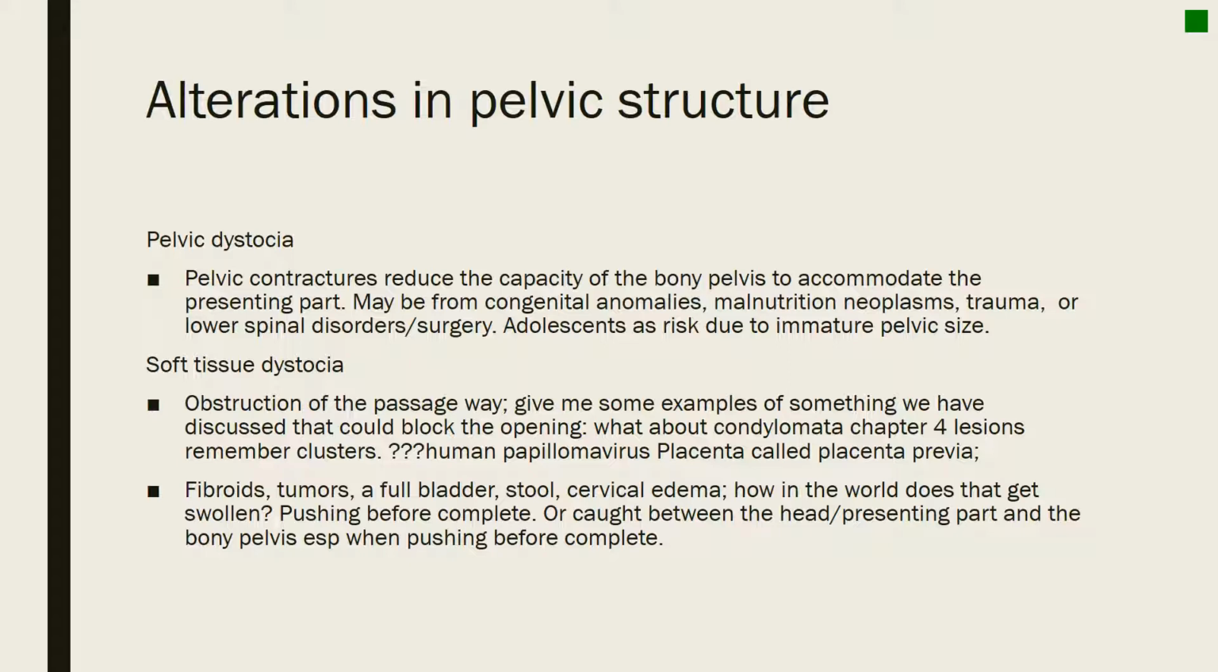Soft tissue dystocia, obstruction of that passageway. An example that we gave early on was STDs, right? Condyloma can actually be in those clusters, and it can prevent that baby from coming through that birth canal. Full bladder, we talked about that. Stool, cervical edema, we talked about pushing before we're complete.